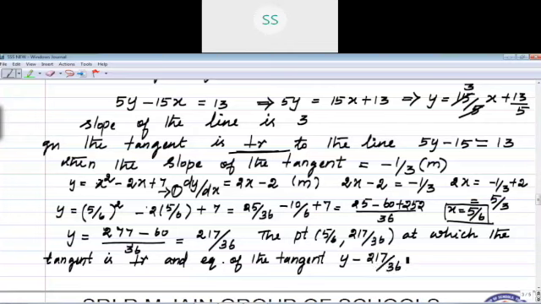y minus 217 divided by 36 equal to, what is your slope we found? Minus 1 by 3 into x minus 5 by 6, right? Now we are going to simplify. y minus 217 by 36 equals minus x by 3 plus 5 by 18. Now you have to simplify.